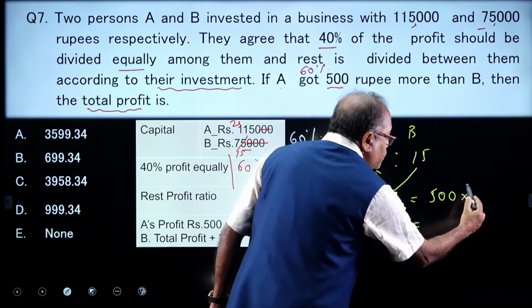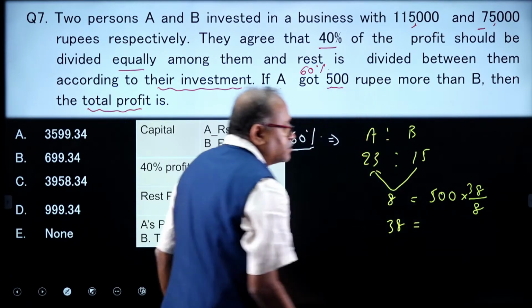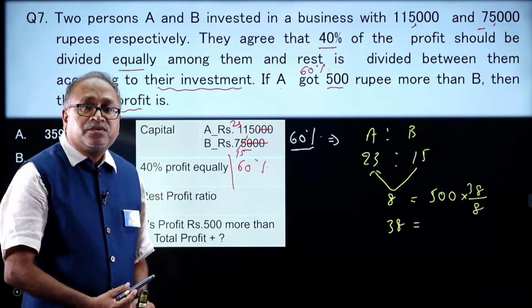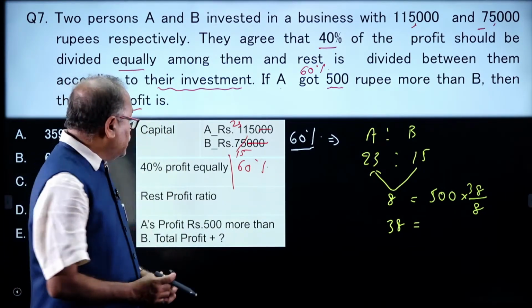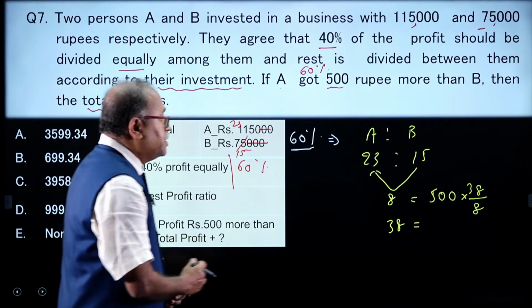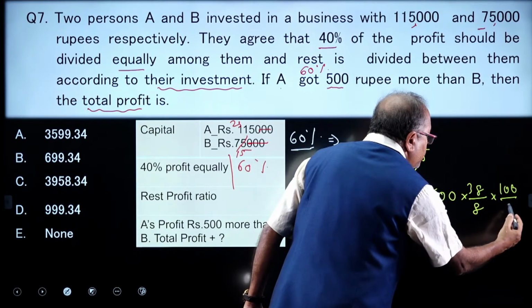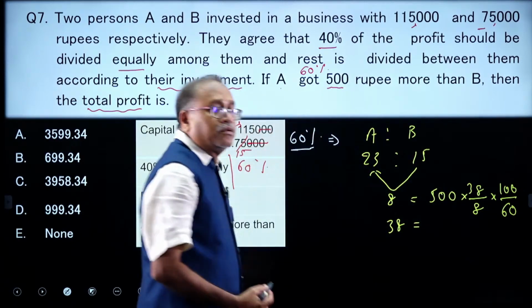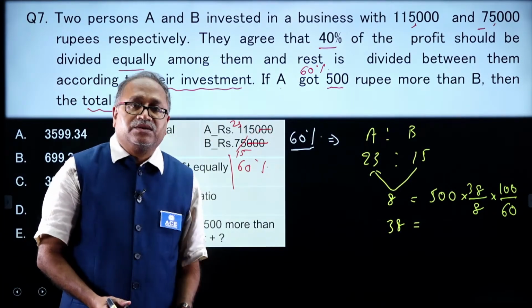38 parts, 38 divided by 8. I got this one. That is 60%. Now I need the 100%. What is the total profit is the question. So now multiply this by 100 and divide it by 60. You are converting the 60% to 100%.